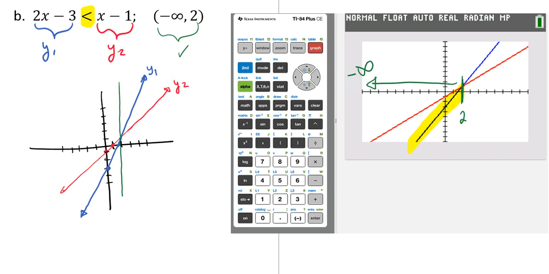So it's from our green line over. So put a point right here, and then we can know that we're talking about this part of the line. And that's how you confirm the solution using a graphing utility.